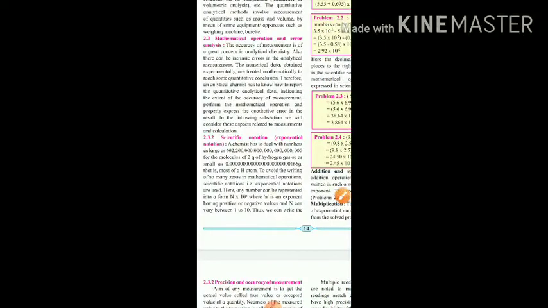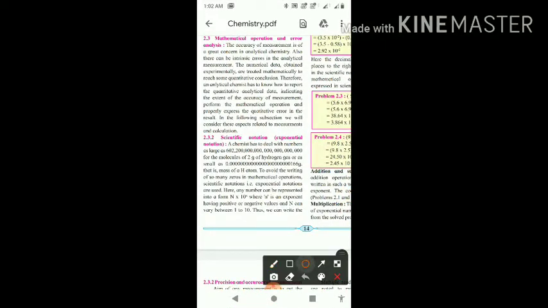After this we are going to start some aspects related to measurement as well as calculation. Out of this, the first aspect we are going to discuss is scientific notation, which is also known as exponential notation. This is very important when we solve numericals, or when we express any data having large digits, that is, a large number of digits.